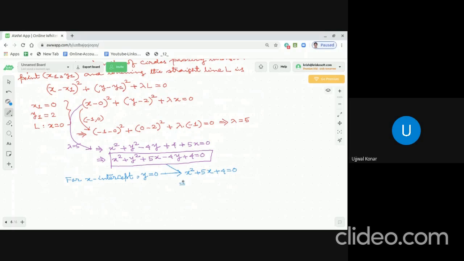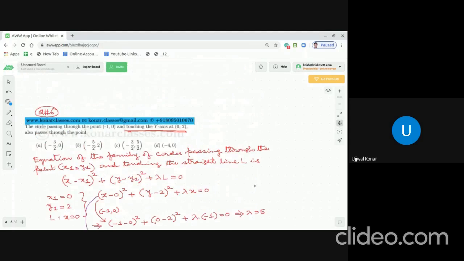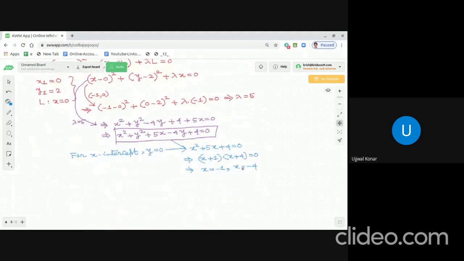So from here, what we get? It is a middle term factorization. We will get x plus 1 into x plus 4 is equal to 0. So from here, we will get x is equal to either minus 1 or x is equal to minus 4. So minus 1 comma 0 is already given, that the circle passes through the point minus 1 comma 0. That is the first statement. Then the other point it is going through is minus 4 comma 0. Correct?